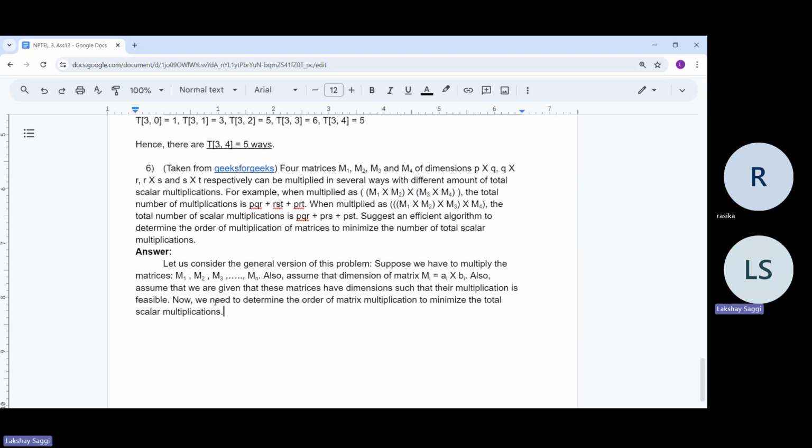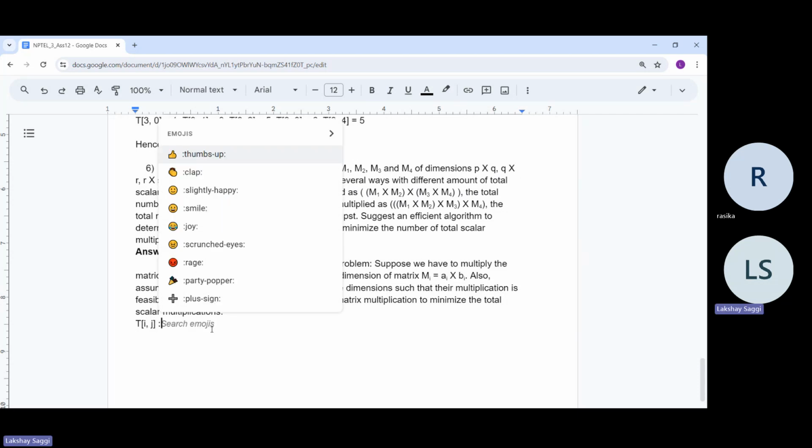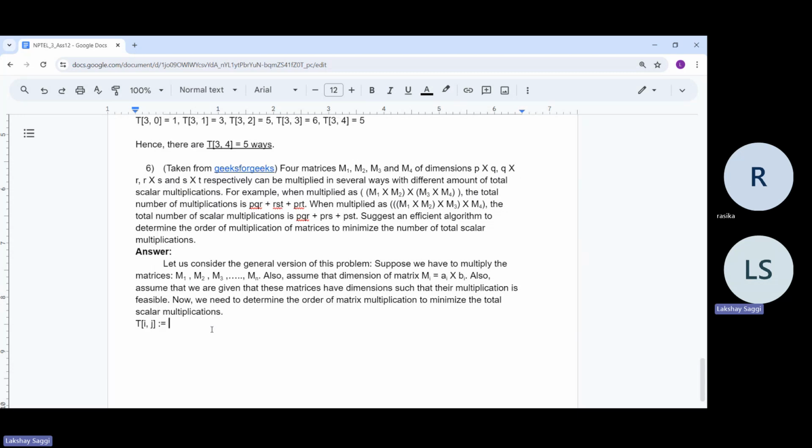So note that if I already have the answer to the minimum number of steps of M1 to Mi and the minimum number of steps from Mi plus 1 to Mn, then I just need to add the steps which I obtain in the end for the final multiplication. So this is a high level idea. This is how you can think about the DP solution for this. And now maybe we can define the DP memoization technique properly.